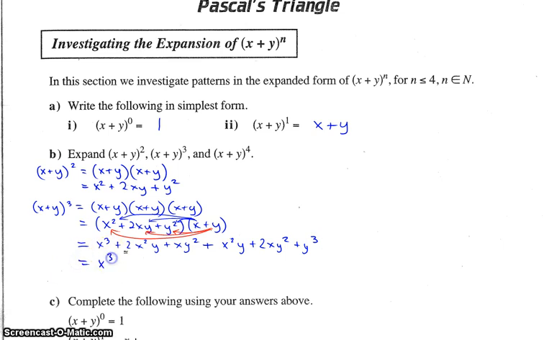And now we collect like terms. Is there any other 2x squared y? Yes, there is, that one and that one. So add the coefficients: x cubed plus 3x squared y plus 3xy squared plus y cubed. Now you can imagine how much work x plus y to the 4 is going to be, because we'd have to take these four terms that we have and multiply each by x and by y.